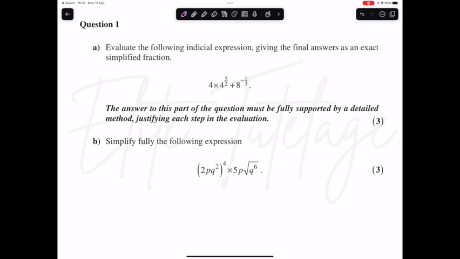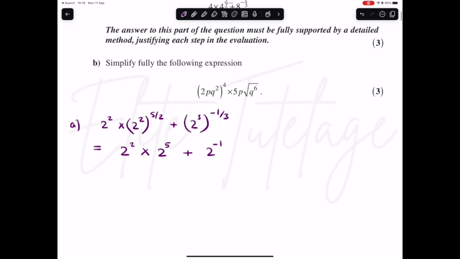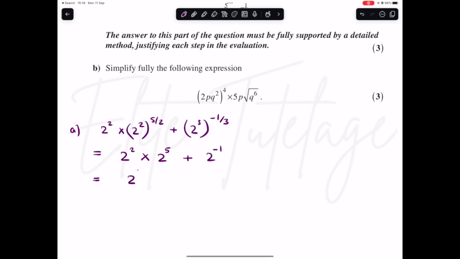So for the first part, it's really simple, where you just have to write down 4s and 8s as powers of 2. Okay, so let's jot that down. 4 can be written as 2 squared times 2 squared 5 over 2 plus 2 to the power of 3 minus 1/3. Now that could be further simplified into 2 squared times 2 to the power of 5 plus 2 to the power of minus 1. Now that can also be written as 2 to the power of 7 plus 1 over 2.